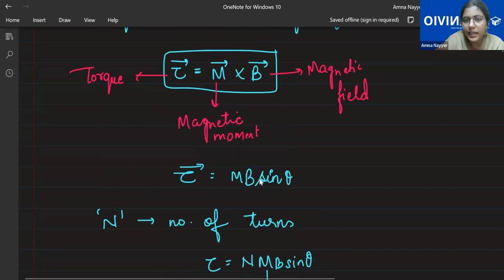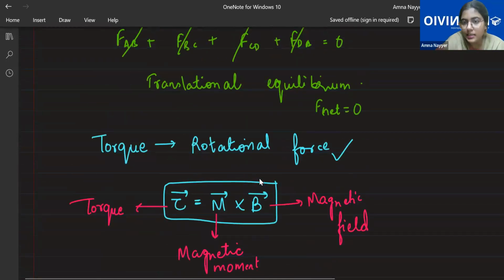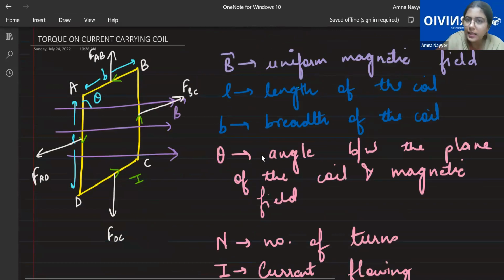That's it. You don't have to do any derivation for this. Just remember the formula as it is. Tell me, class, this torque topic, that's it. That's what you need to know in torque for this chapter. Is it clear to all?